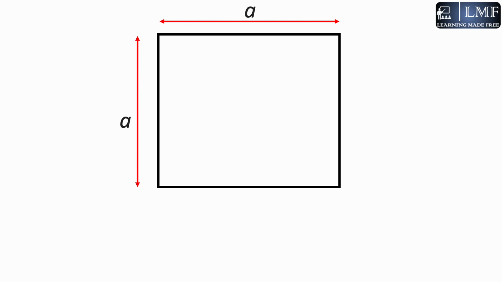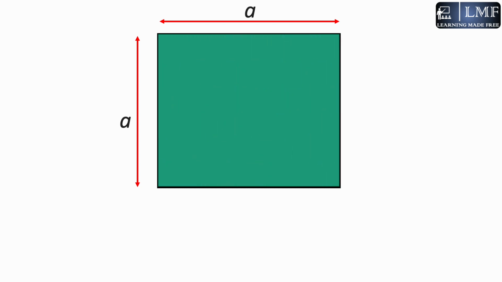The side of the square we'll assume as a. So the area of this big square will be a square. We'll now add a smaller square within this bigger square. We'll consider the side of this small square as b, and the area of this small square will then be b square.